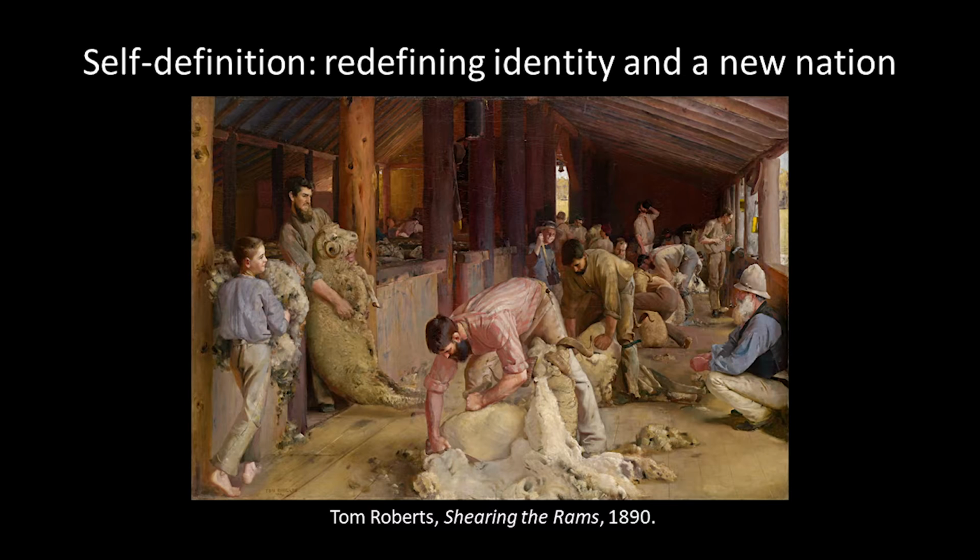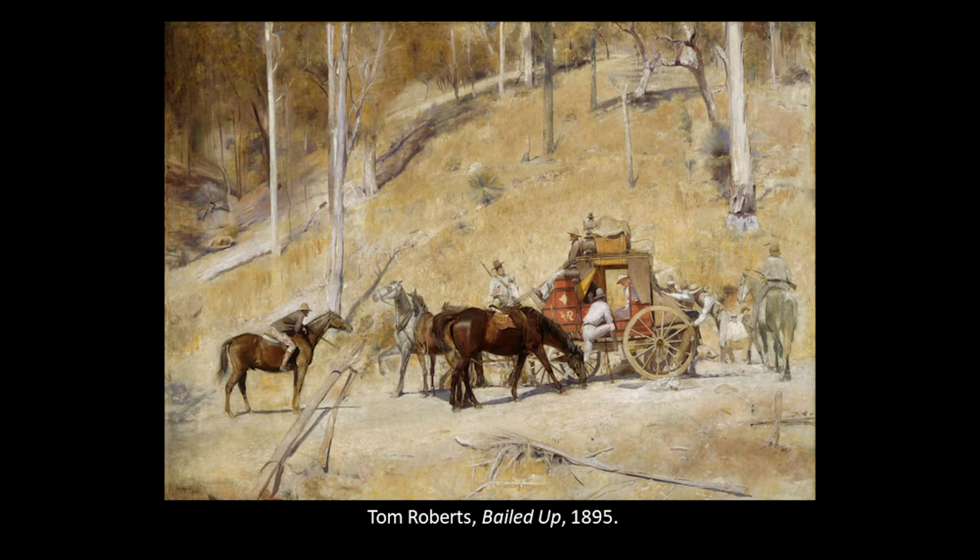If we move forward to another one of Tom Roberts' paintings, Bailed Up, we see another side of Australia, a side that pays some acknowledgement to our convict past, but is also part of Australian identity and Australian literary archetypes, and that's the bushranger. So another masculine identity, but one that we can easily identify in lots of Australian works of literature as well.